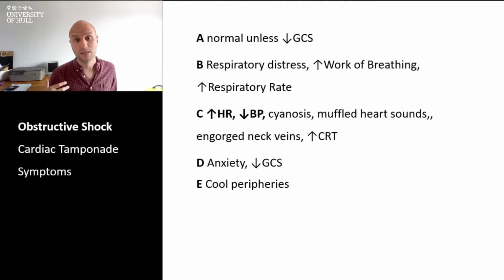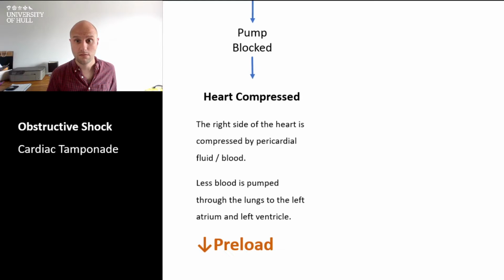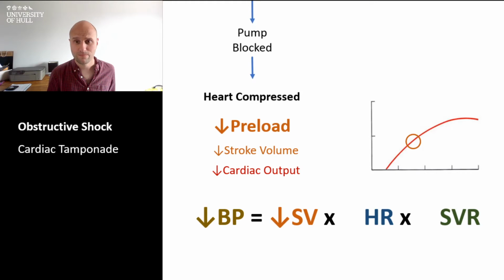Now, with this cardiac tamponade type of shock, you get a big drop in blood pressure and a rise in heart rate. The drop in blood pressure comes about because the right side of the heart is being compressed, so less blood can get back into the heart. And so if there's less blood entering the right side, there's going to be less pump through to the left side, and the left ventricle is going to be less stretched. So it's going to be less preload. It's not going to be beating as effectively, and we'll get a drop in blood pressure for that reason.